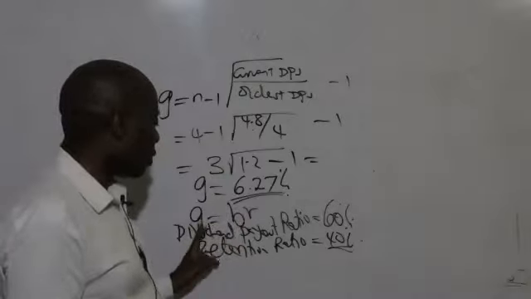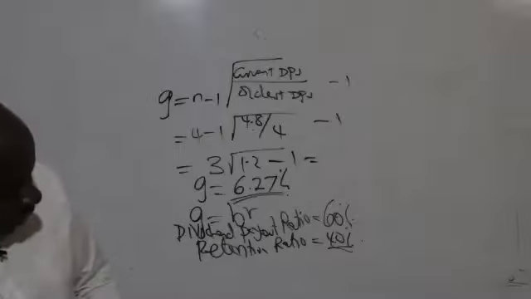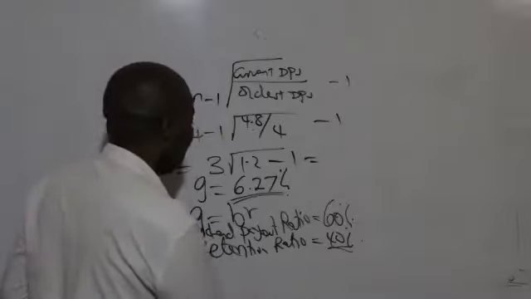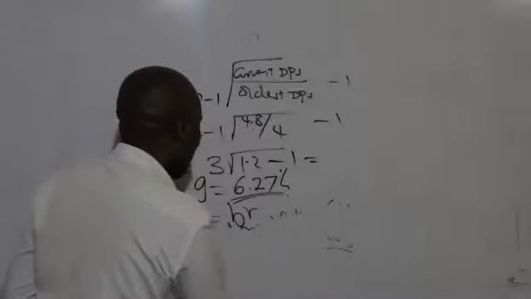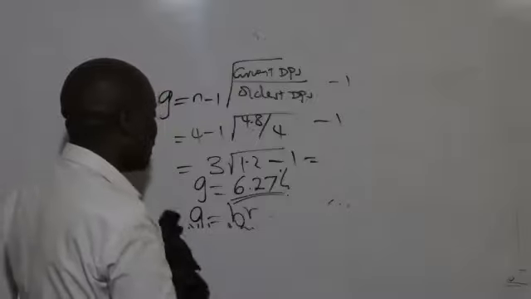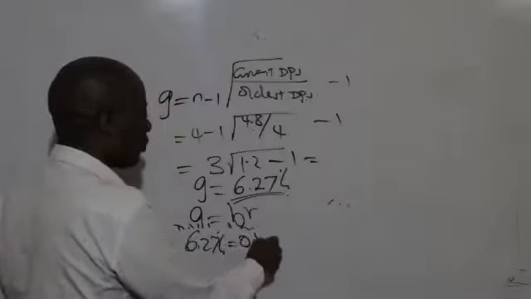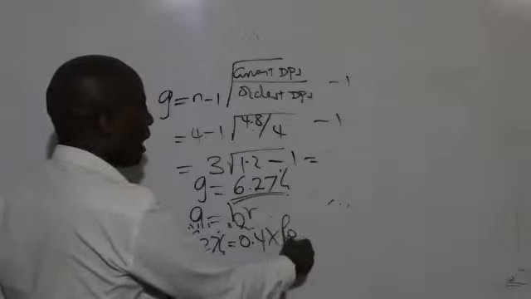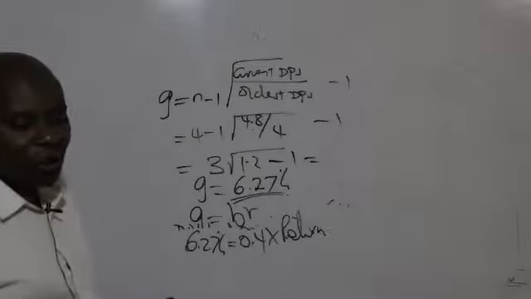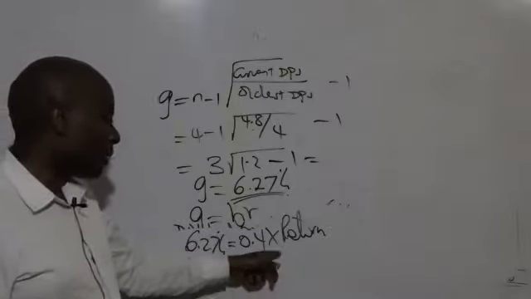We are saying that G equals B times R. So we have our growth rate, the one you gave me as 6.27%, equals B of 0.4 times this R, which is our return. It could be return on assets in most cases, or return on equity. So please make return the subject of the formula.